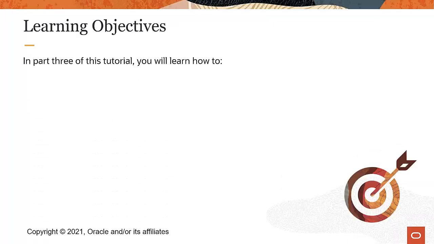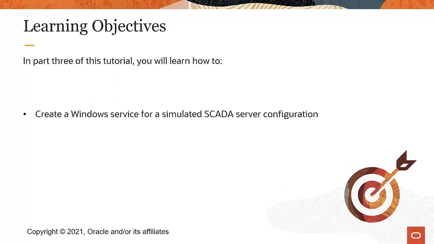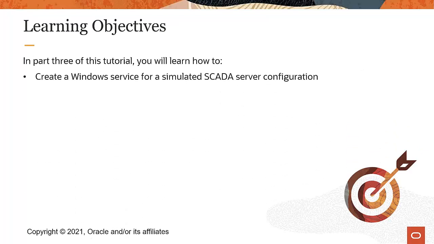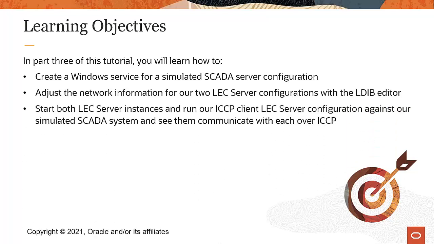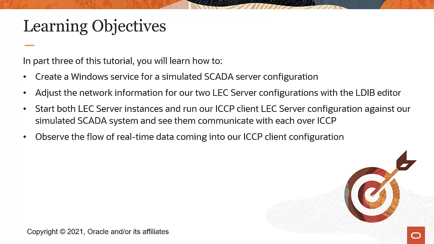In part 3 of this tutorial, I'll show you how to create a Windows service for a simulated SCADA server configuration, adjust the network information for our 2 LEC server configurations with the LDIB editor. We'll also start both LEC server instances and run our ICCP client LEC server configuration against our simulated SCADA system and see them communicate with each other over ICCP. And finally, I'll show you how to observe the flow of real-time data coming into our ICCP client configuration.